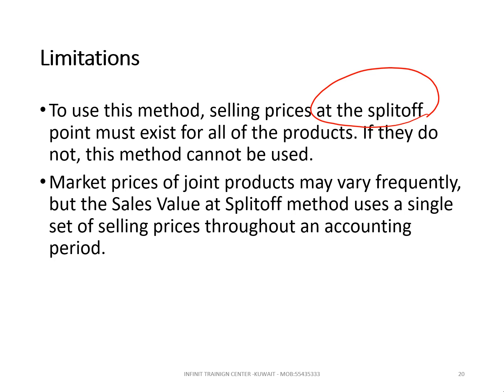And market price of joint products may vary frequently, but sales value at split off method uses a single set of selling prices. So to determine the ratio of allocation, we are using one selling price, say $10. But maybe after 1 month, after 2 months, after 6 months, the sales value may change. But we are not adjusting the allocation ratio based on the value change. Okay, so that is another limitation.